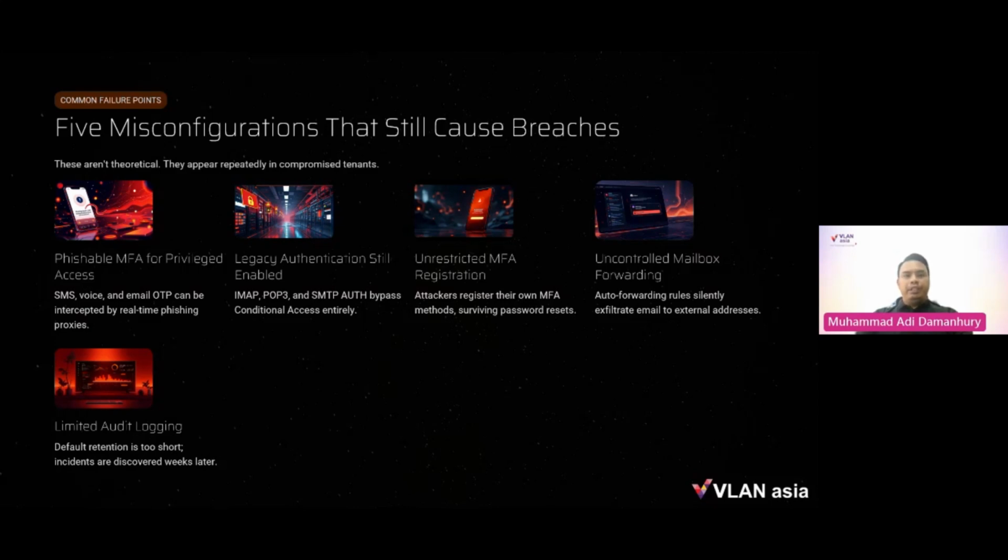The simple mitigation is disabling external auto-forwarding at the transport level. This is a tenant-wide setting in Exchange Online that prevents any mailbox rule from forwarding email outside the organization. For the rare case where external forwarding is genuinely needed, it can be granted as a specific exception rather than left open by default. You should also audit existing forwarding rules. In many tenants, there are rules that were created months or years ago, and nobody remembers the setup.